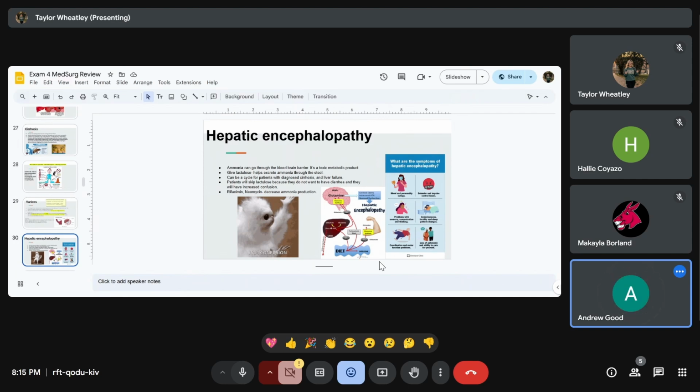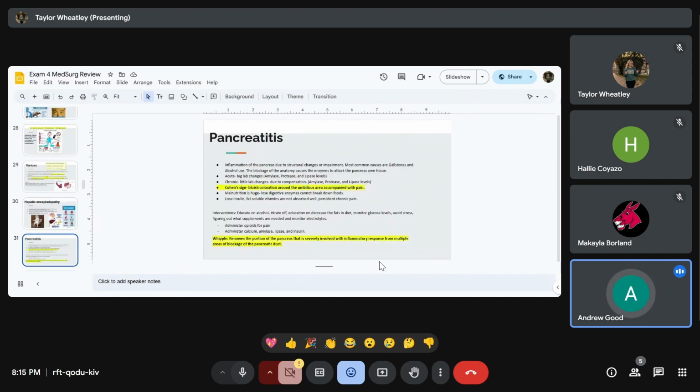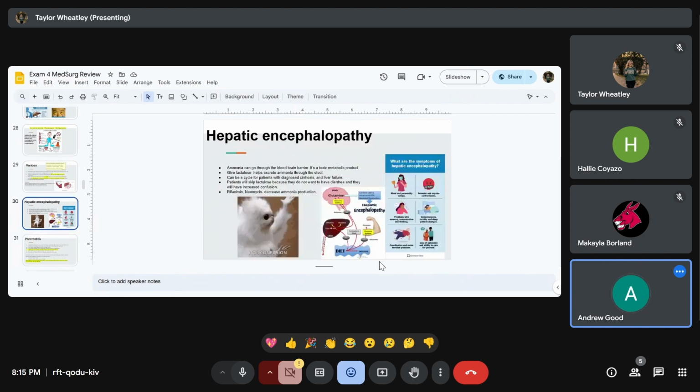So other medications that could be tried are rifaximin and neomycin. Those also decrease ammonia levels, but not as effectively as lactulose. So there you go. And then you've got a cute little picture there of "I am confusion."